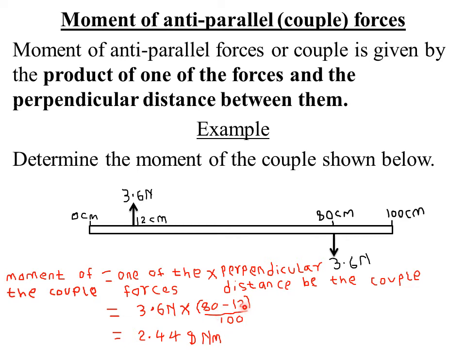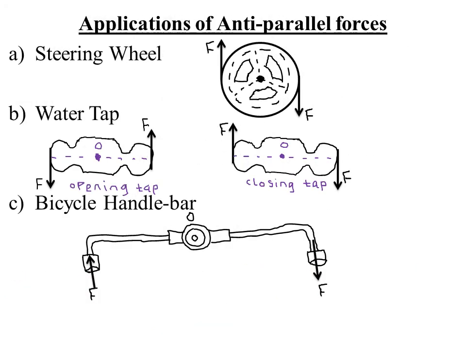So what about 80 minus 12 centimeters? This will be 80 minus 12 centimeters over 100 centimeters times 1 meter. You compute this using a calculator, and I expect you to find 2.448 Newton meter. So that is how to behave when you are given a calculation involving couple or anti-parallel forces. Next, we look at application of anti-parallel forces.